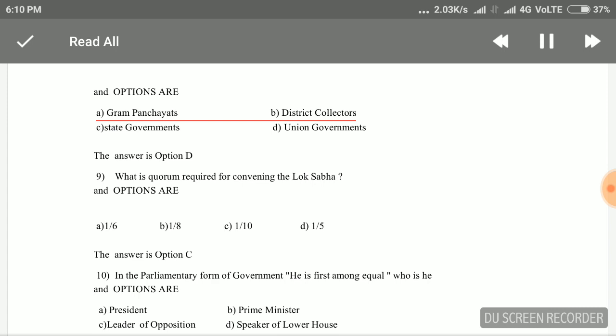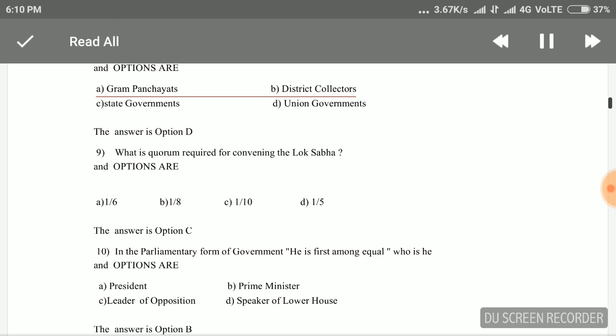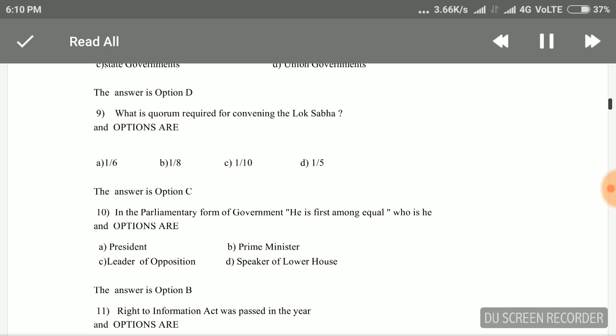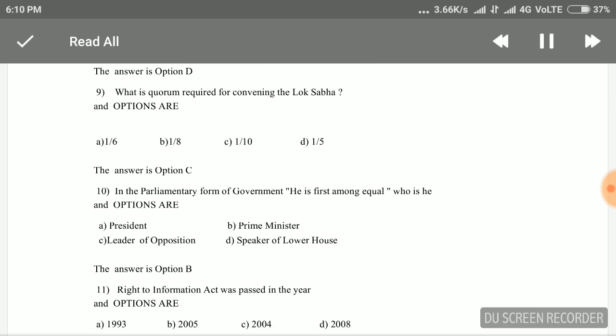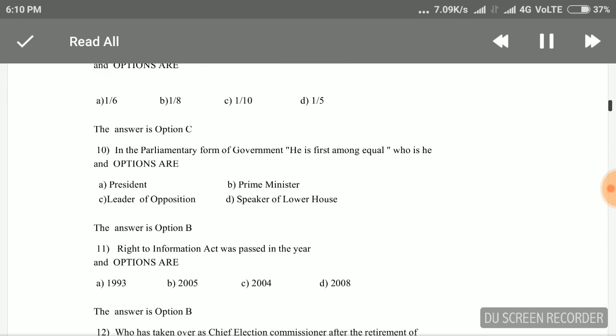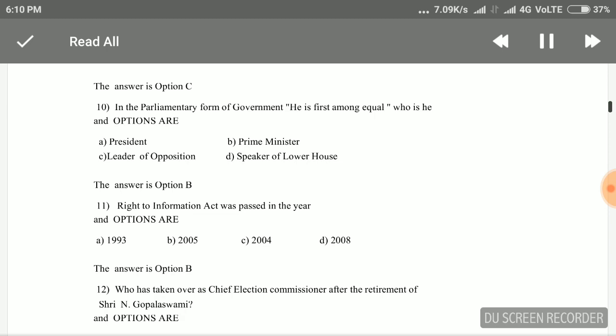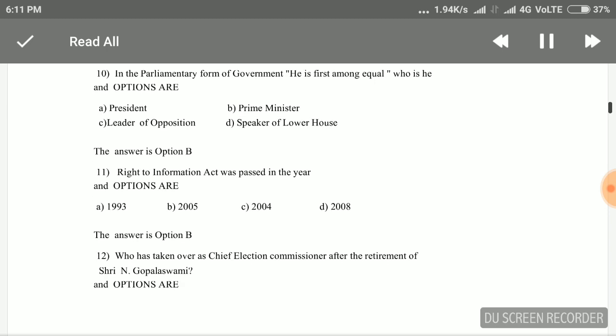10. In the parliamentary form of government, he is first among equals. Who is he? And options are A. President, B. Prime Minister, C. Leader of Opposition, D. Speaker of Lower House. The answer is option B. 11. Right to Information Act was passed in the year. And options are A. 1993, B. 2005, C. 2004, D. 2008. The answer is option B.